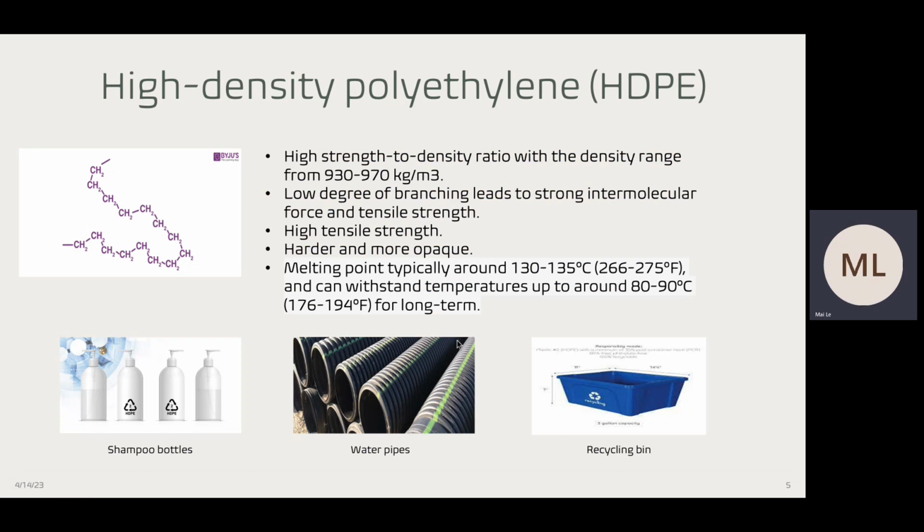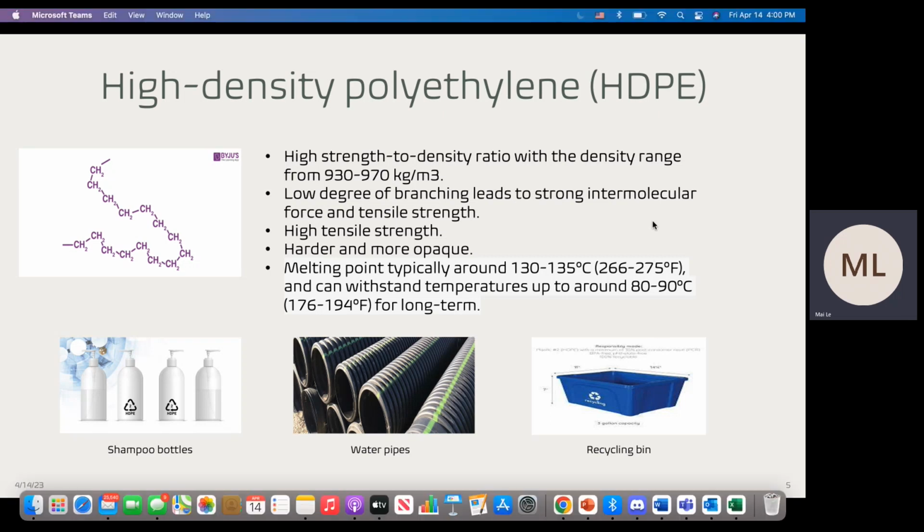We're going to talk a little bit more about high-density polyethylene. It has a high strength to density ratio, with a density range from 930 to 970 kilograms per cubic meter. Low degree of branching leads to strong intermolecular force and tensile strength. It is hard and more opaque than other types of polyethylene. The melting point is typically around 130 to 135 degrees Celsius and it can withstand temperatures up to around 80 to 90 degrees Celsius for a long term. We can see some examples of products made from HDPE material, which are shampoo bottles, water pipes, or recycling bins.